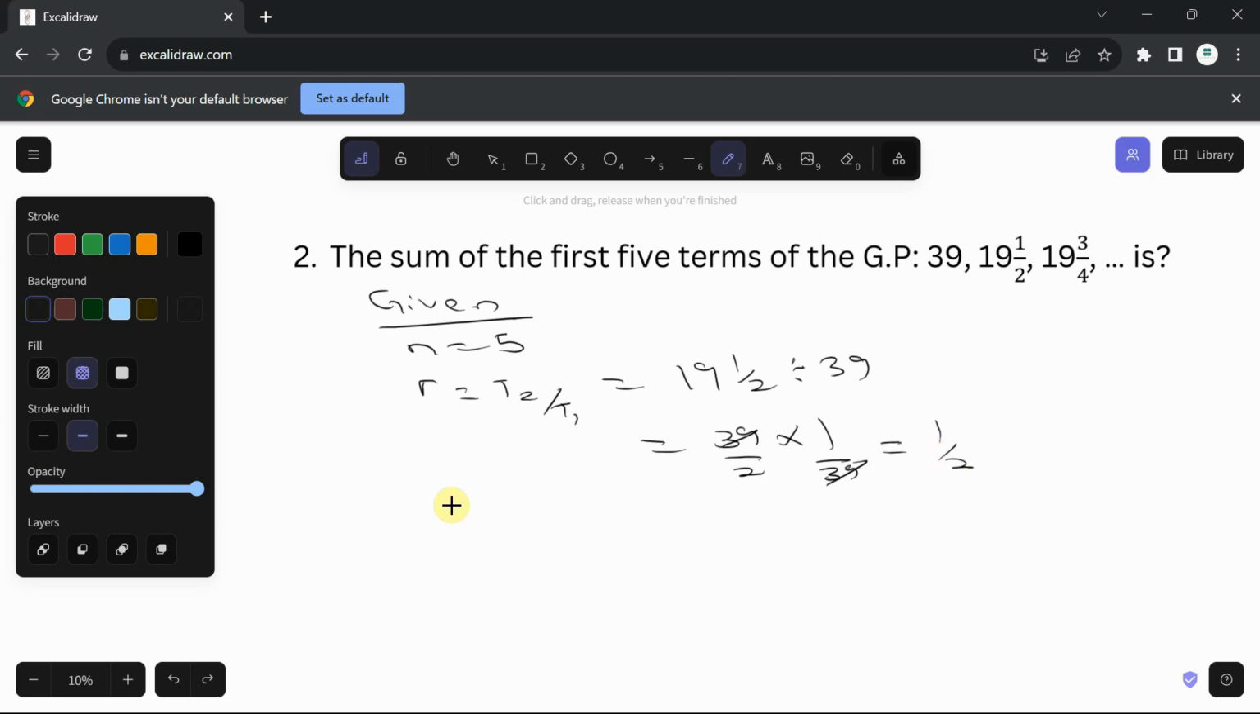And then we know our A to be equal to 39, right? So I want you to pause the video and find out what the sum of the first 5 terms would be. Welcome back. Let's solve it together.